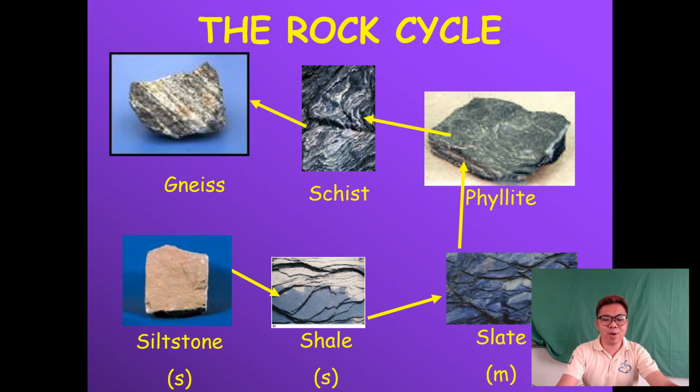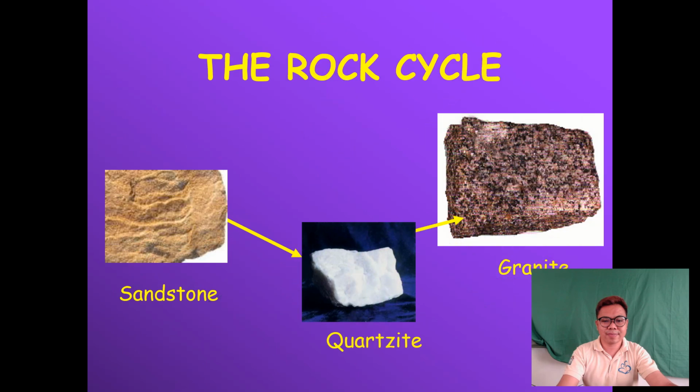Ayan po. So, these are all example ng rock cycle natin. Ayan. So, sandstone can be transformed into quartzite, then to granite. So, yung sandstone, sedimentary yan. Yung quartzite naman ay metamorphic, then yung granite naman ay igneous. Akala kasi ng karamihan sa atin, igneous to sedimentary to metamorphic. Hindi po. Pwede pong mag-random ang cycle. Pwede pong sedimentary to igneous, then to metamorphic. Marami pong paraan yan.